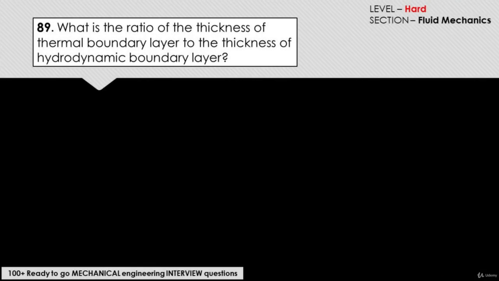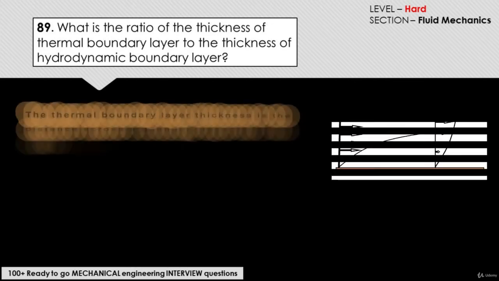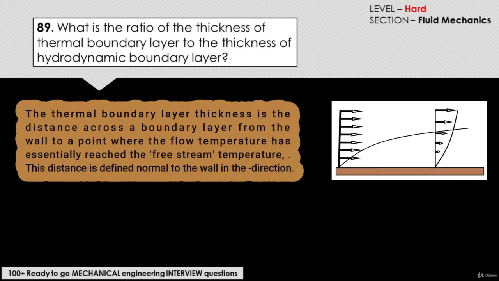What is the ratio of the thickness of thermal boundary layer to the thickness of hydrodynamic boundary layer? The thermal boundary layer thickness is the distance across a boundary layer from the wall to a point where the flow temperature has essentially reached the free stream temperature. This distance is defined normal to the wall in the direction.